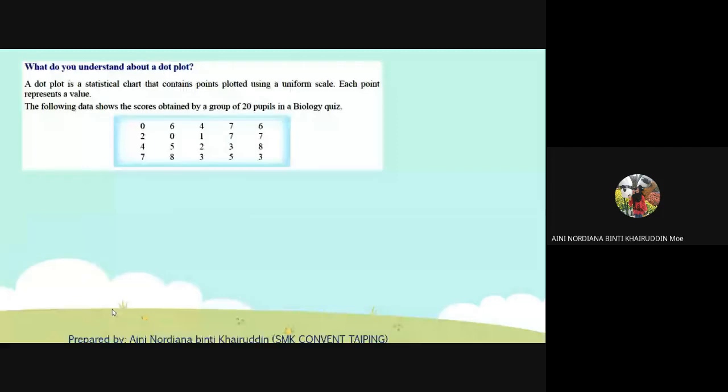So inilah dot plot. Dot plot ni tak keluar lagi dot plot cikgu, kejap ya.